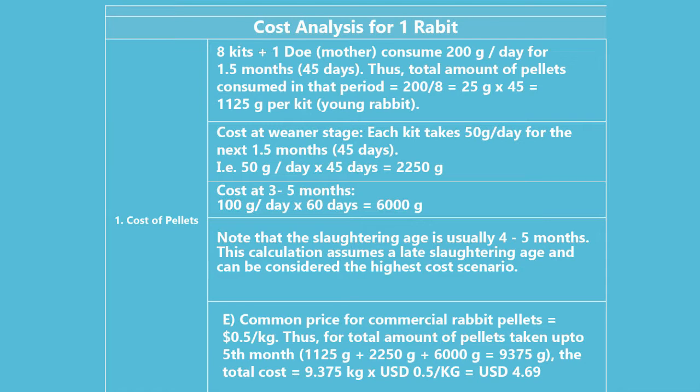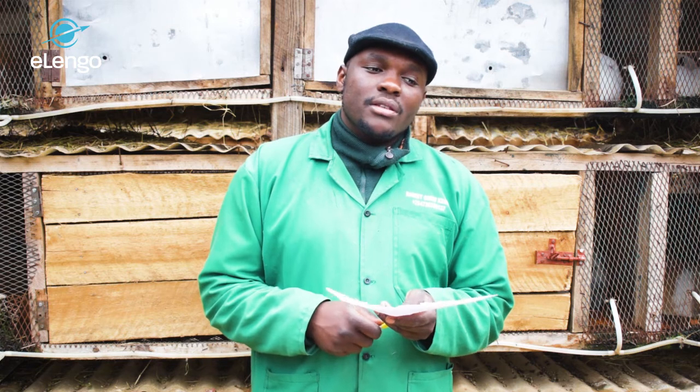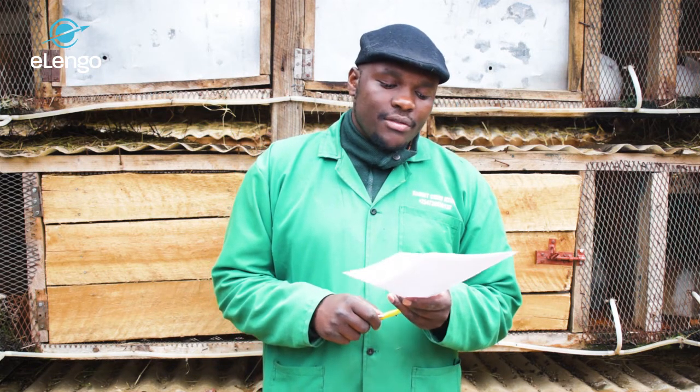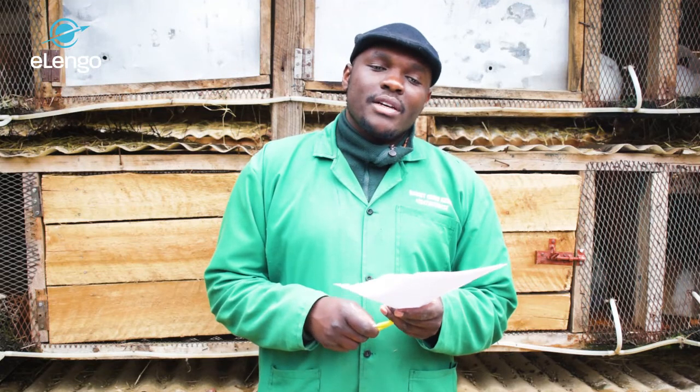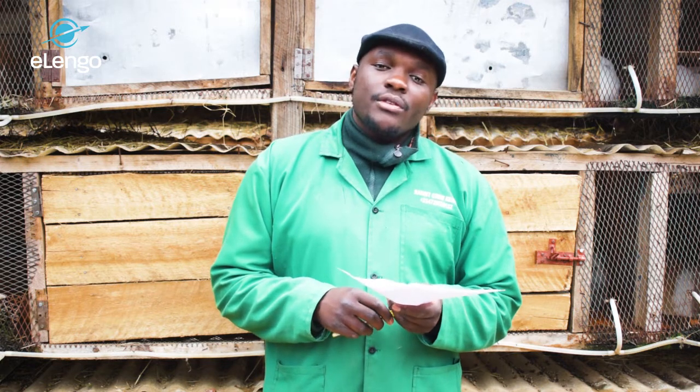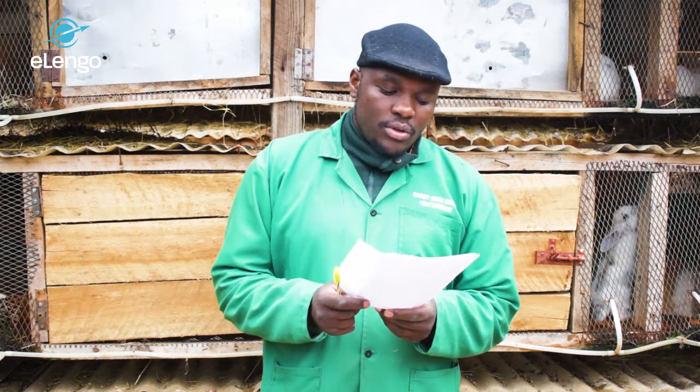So each rabbit will eat 100 grams per day. Those will be 60 days from 3 months to 5 months times 100 grams per day, so the rabbit will have eaten 6 kilograms of pellets by the time of slaughter. Remember, like I said, you can slaughter a rabbit at 4 months if it attains the weight at that time. You slaughter at 5 months if you have some rabbits that are not gaining weight quickly. Again, if you slaughter at 5 months a rabbit that gains weight properly, it will have a higher slaughter weight than what I've used in the calculation. So this is our worst case scenario.